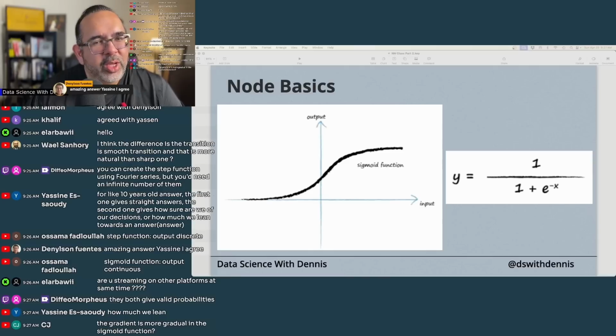How sure we are of our decisions. Yassine said that in his answer, right? There's a name for that. There's a name for that, guys.